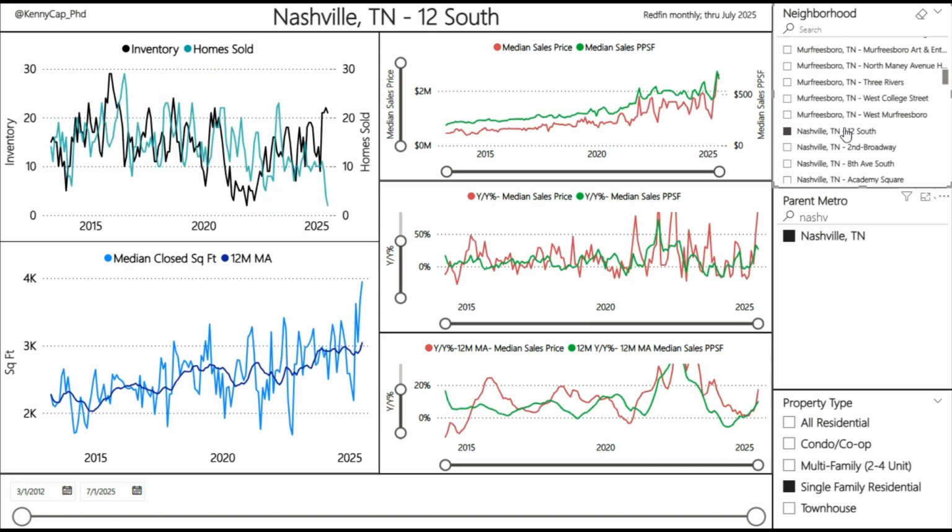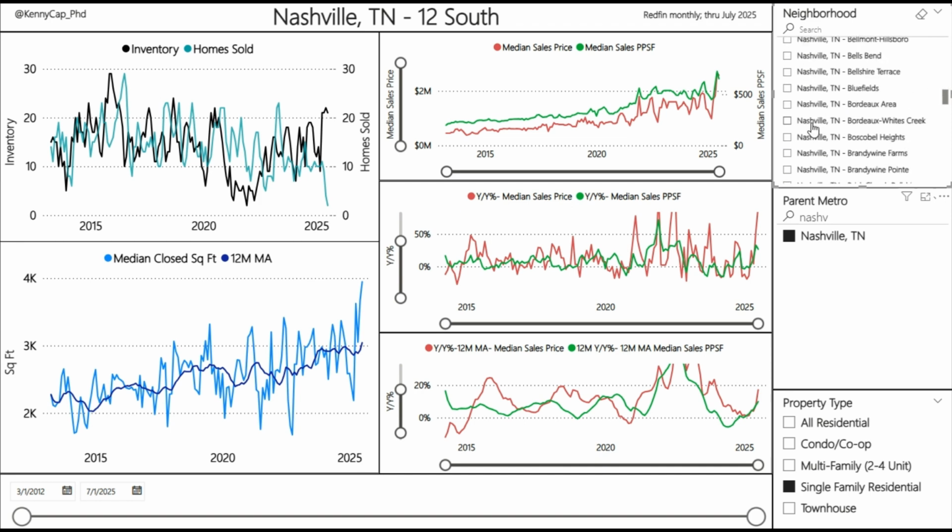So here's 12 South again. This is the point I was making earlier: if you have all of 2 single family homes sold in that area, a total of 3 homes sold in 12 South in July, look what that does to the median sales price and price per square foot. Do you get it? If you have a very small number of homes, that's what it's going to do.